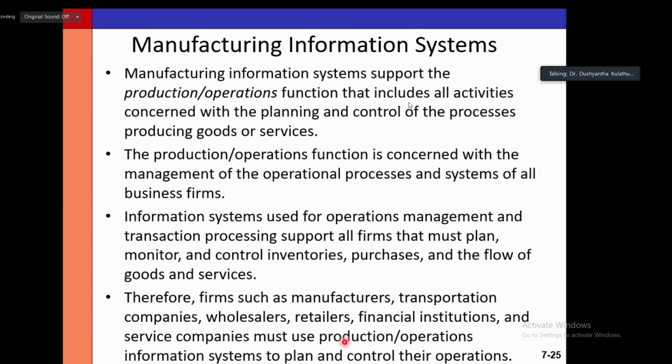In a manufacturing setup, they may use a manufacturing information system or a production information system to plan their production related operations and production related processes. But a service organization has service related operations, which can be planned and controlled by the operations information system. That is what it says here.